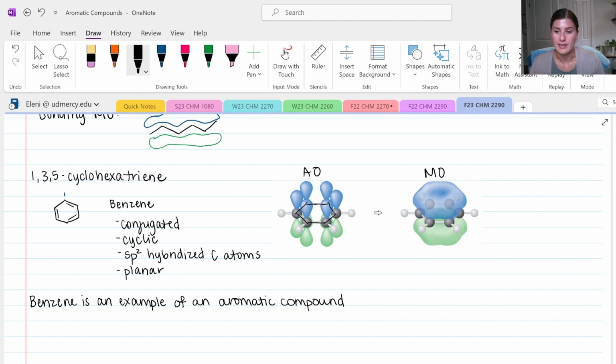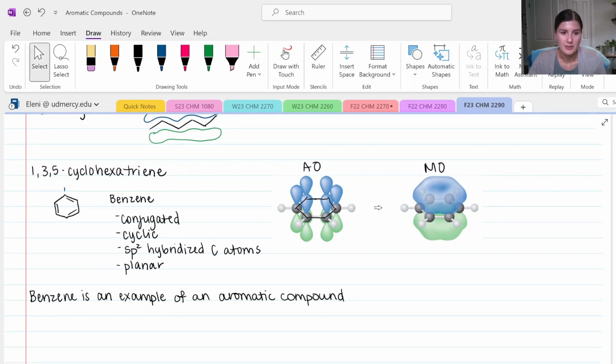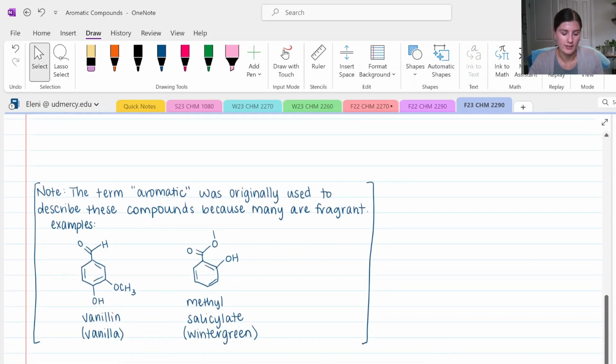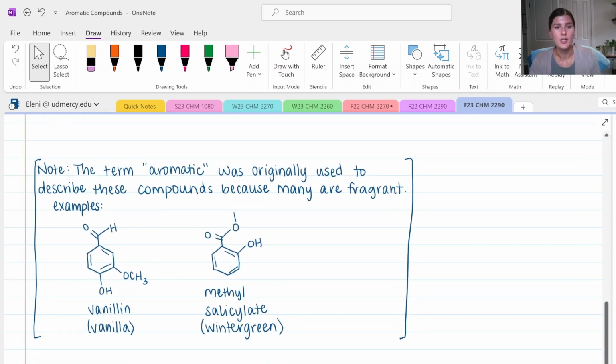We will talk in the next video about the criteria to determine if a molecule is aromatic or not, but I do want to show you this note here. You don't necessarily need to write this down, but the term aromatic was originally used to describe these aromatic compounds because many of them are fragrant. So I have 2 examples here. You can certainly find more. I encourage you to look up, if you have a candle or lotion or perfume that you like, the scents in the molecule and see if they are aromatic compounds.